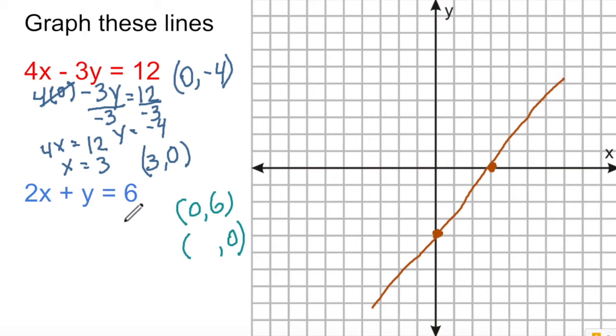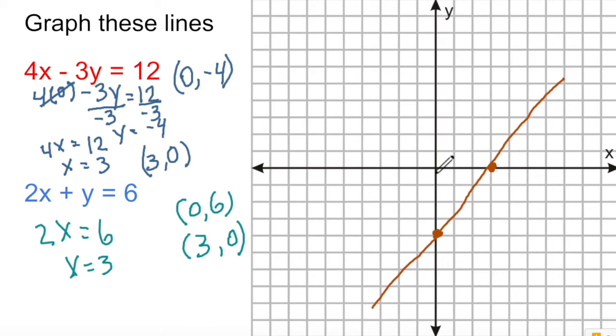And then we put in a 0 for y. Well, we get 2x equals 6 because we can ignore the y because it's 0. 2x equals 6. Then if we divide both sides by 2, we get x equals 3. X equals 3. So we can put in 3, comma, 0. So those are our 2 points on the second line.